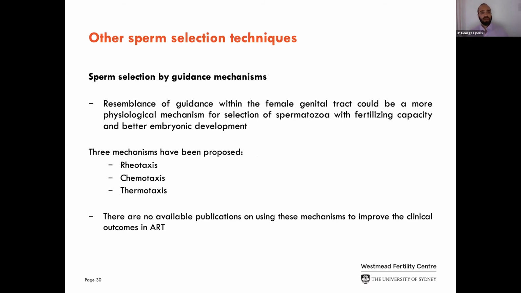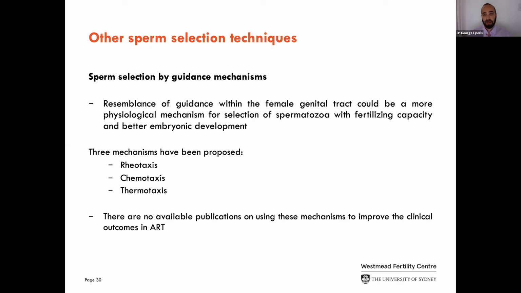Of course, other than the morphology mechanisms, there is also sperm selection by the guidance mechanisms. So these are more physiological, and they try to resemble the guidance within the female genital tract. And that could be a more physiological way of selecting spermatozoa with fertilizing capacity and better embryonic development. So there have been 3 methods proposed. Those are rheotaxis, chemotaxis, and thermotaxis.